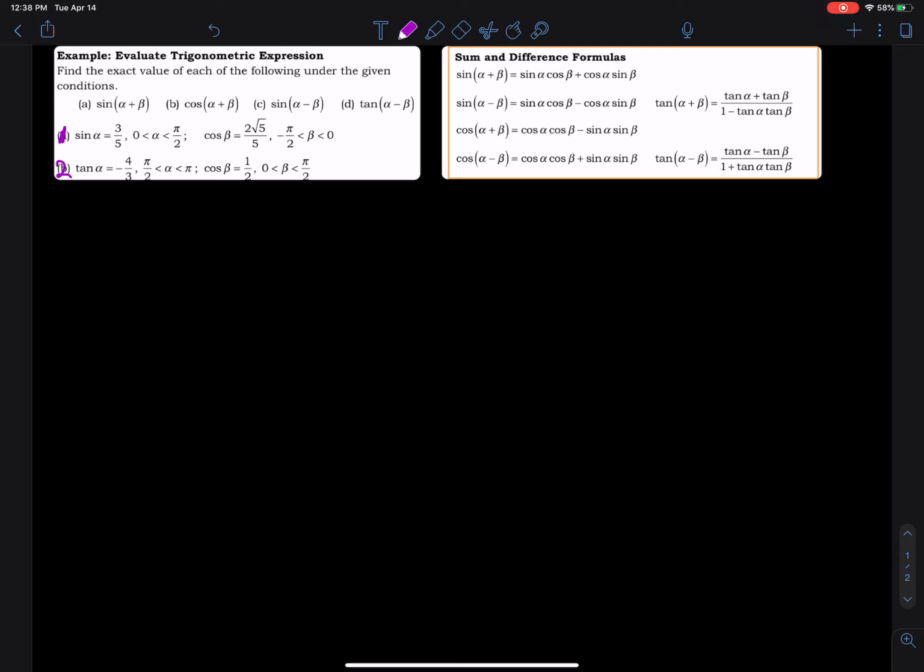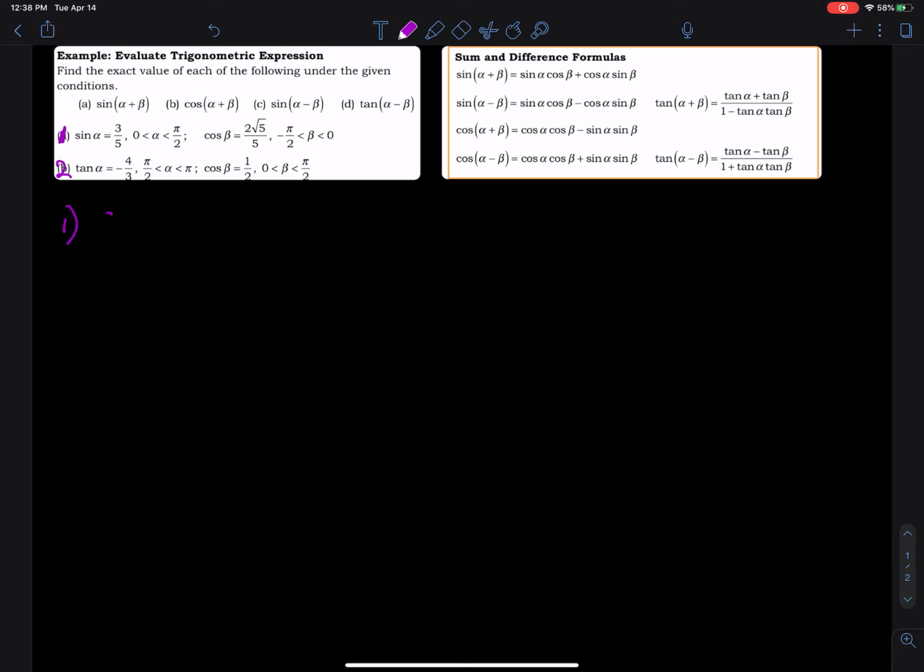I gave you the domain of alpha. However, using a sine alpha and cosine beta alone is not enough to find the exact value of parts A, B, C, and D. To do this, let's start with the problem.